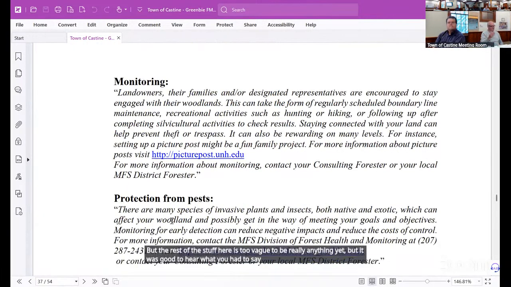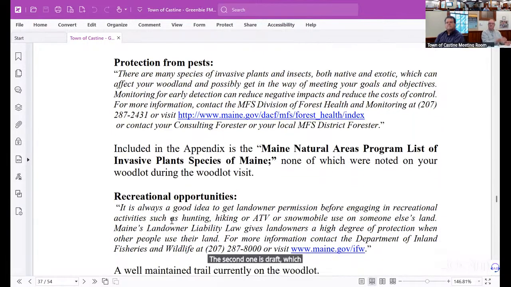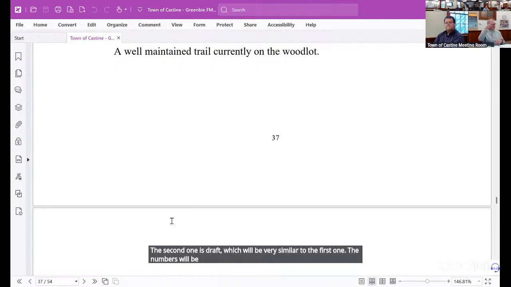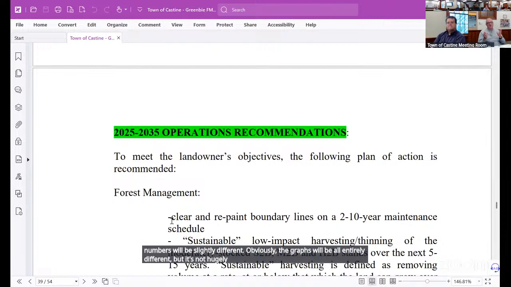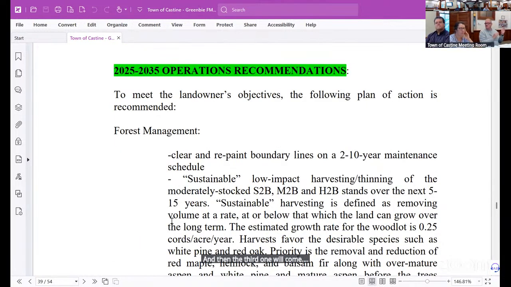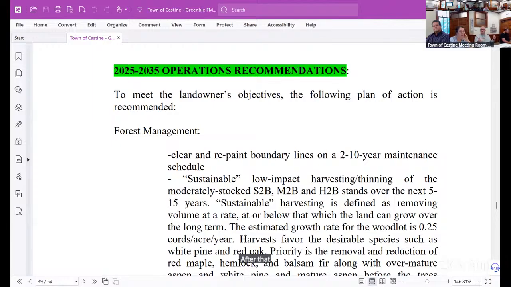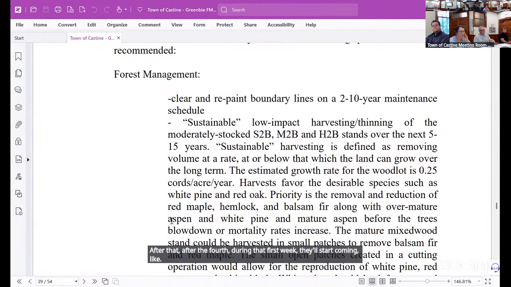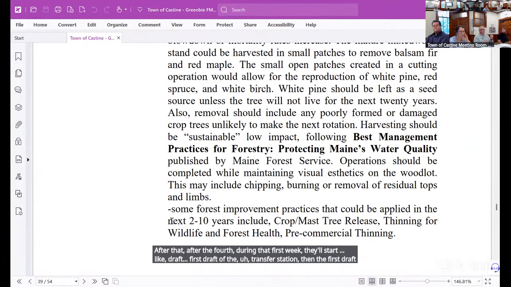So what's going to happen is the second one is a draft, which will be very similar to the first one. The numbers will be slightly different, and obviously the graphs will be entirely different, but it's not hugely different. Then the third one will come. None of this is coming next week because of the holiday, and I'm on the Tree Farm National Tour, so I'll be gone for the week. After the 4th, during that first week, they'll start coming, like the first draft of the transfer station, then the first draft of Hatch is what I'm hoping for.